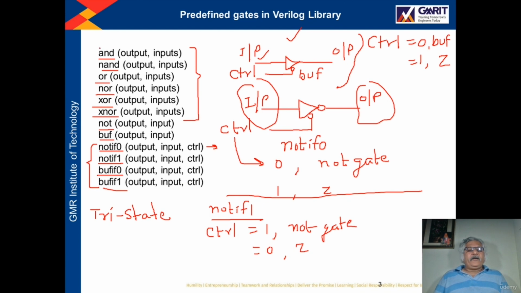And in the predefined gates, when we use these gates for instantiation, first we have to write the keyword and inside the bracket first we have to mention the output. After that only we have to mention the inputs, right? So this sequence we have to follow. First we have to write outputs, then we have to write inputs. Okay.